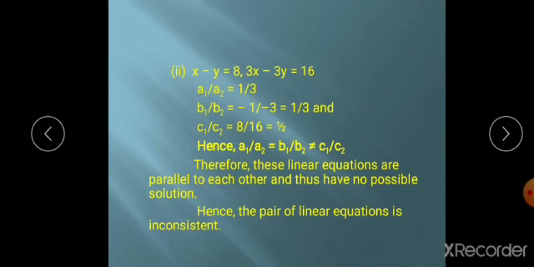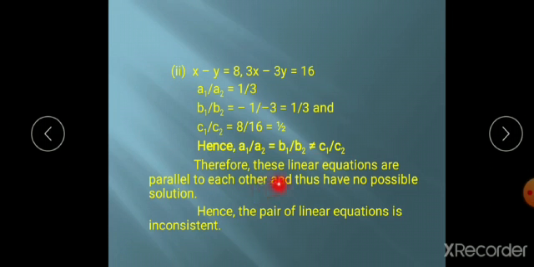Let me take another second one. x minus y equal to 8, 3x minus 3y equal to 16. So A1 by A2 is equal to 1 by 3. B1 by B2, if you divide the coefficients, is 1 by 3. But the third one is 1 by 2. So A1 by A2 is equal to B1 by B2 but not equal to C1 by C2.